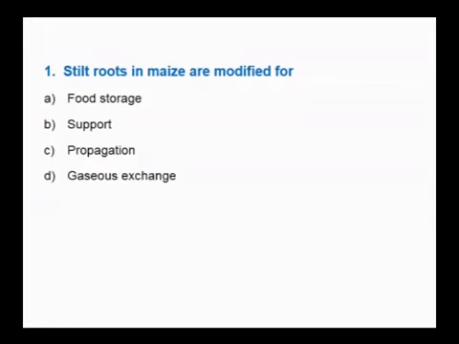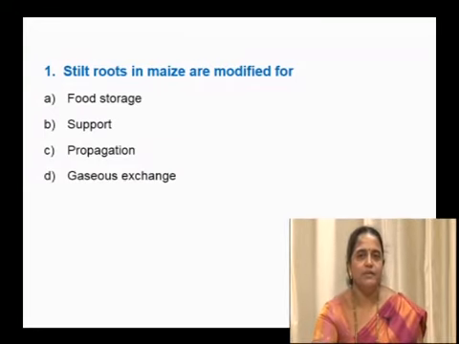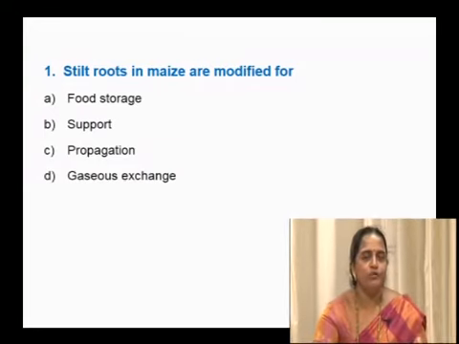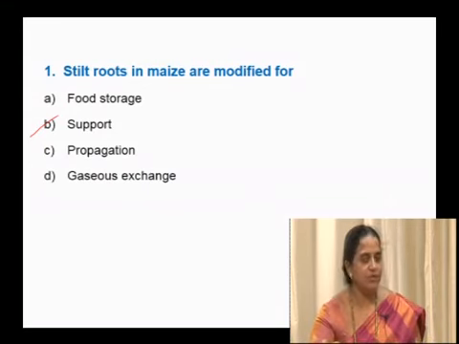After this, the brief session, let us start with some questions. The stilt roots in maize are modified for... Definitely not for food storage, but stilt roots arise from most of the monocotyledonous plants from the basal node for support. They are not helping in propagation, they are not helping in gaseous exchange. So, the correct answer is support.